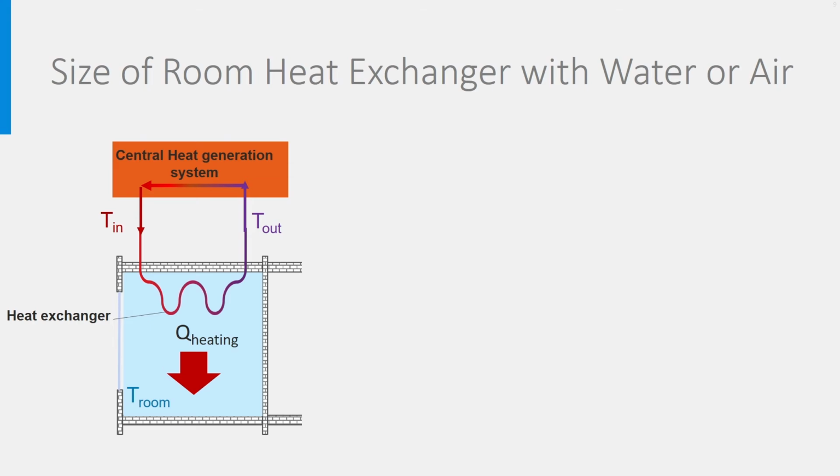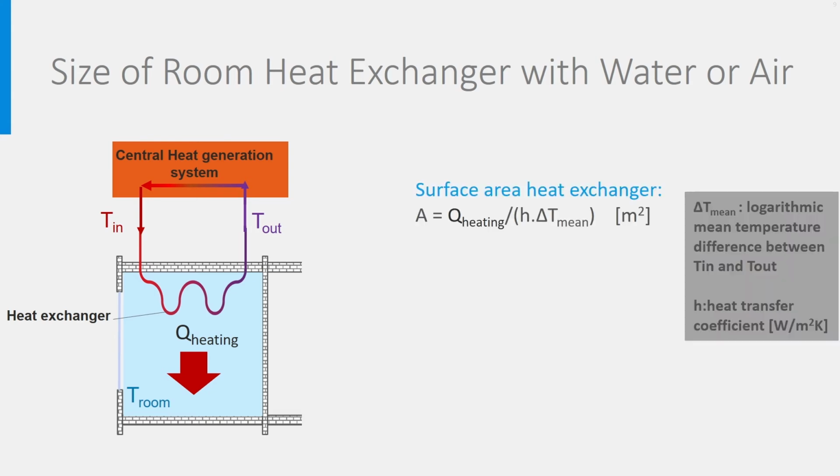And there is an additional thing to think of, and that is the size of the heat exchanger in the room itself. In a lecture about heat exchangers, you have learned that the surface area of the heat exchanger can be calculated with this formula, where T mean is the logarithmic mean temperature difference between T in and T out, and H is the heat exchange coefficient between the fluid and the room air.